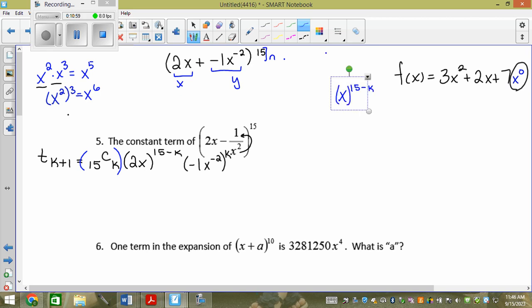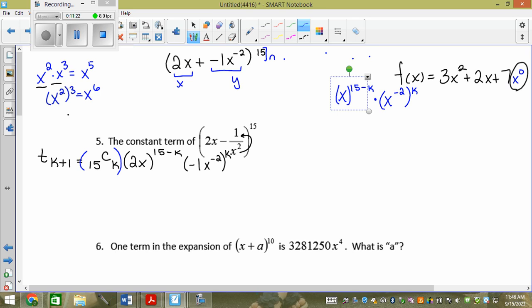I'm just pulling the x's out, and then I'm going to pull this one out times x to the negative 2k. Do you see I just pulled the x's out? All I did was pull the x's out. Did everyone see exactly what I'm doing? Because this is important. Okay?